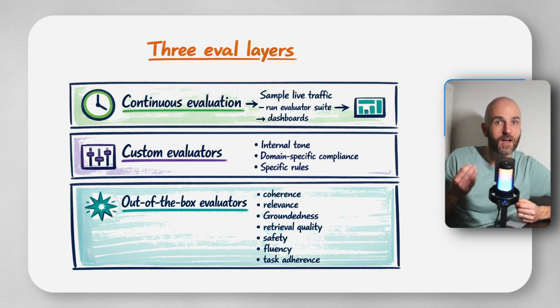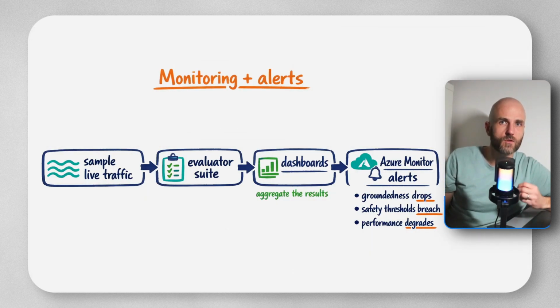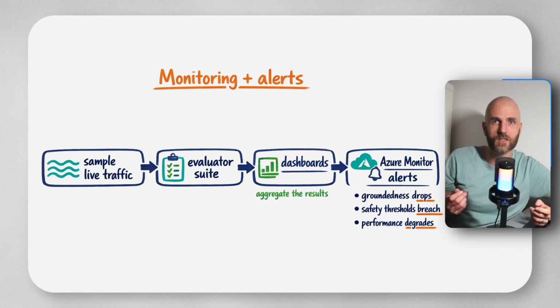Foundry can sample live traffic, run that evaluator suite, and aggregate the results into dashboards. So quality is not a one-time snapshot, it becomes something I watch. And because it wires into Azure Monitor, I can have alerts when groundedness drops, when safety thresholds breach, or when performance degrades. That's how I catch drift early before users start opening tickets.